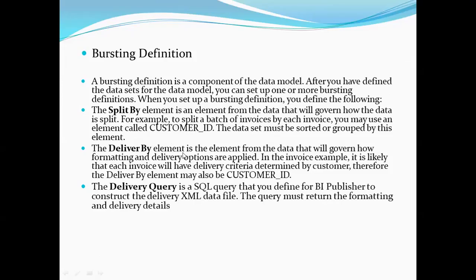Okay. The delivery by element is the element from the data that will govern how formatting and delivery options are applied. In the invoice example, it is likely that each invoice will have a delivery criteria determined by the customer. Therefore, the delivery by element also may be customer ID. In general, in real-time scenarios, mostly we use the same columns for split by and delivery by. It could be invoice ID, vendor ID, or vendor site ID.